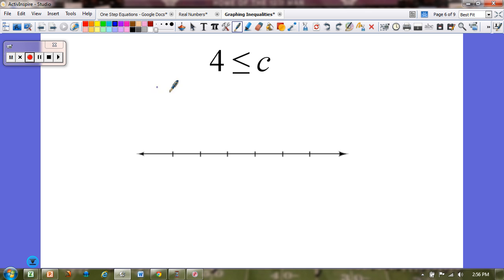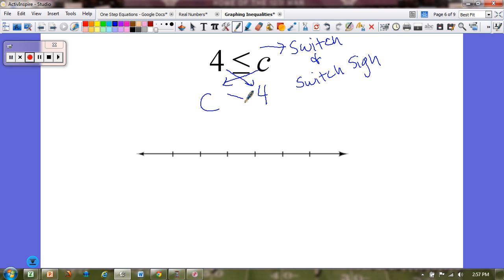Now let's look at this one. We're going to see that we have a less than or equal to symbol. But before we start graphing, we notice that our symbol is on the opposite side. So if it's on the opposite side, we're going to switch it. C will be here, 4 would be here, and we're also going to switch the sign. So the C still has this close to it and the 4 close to the 1.